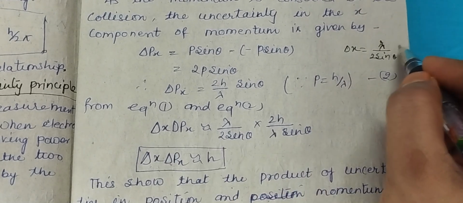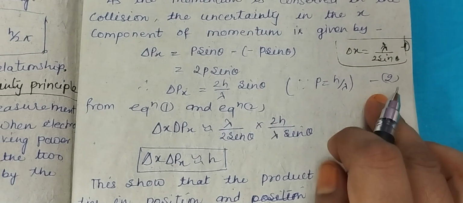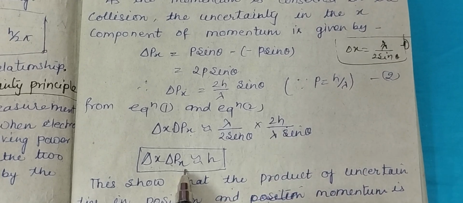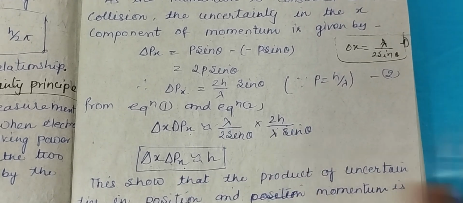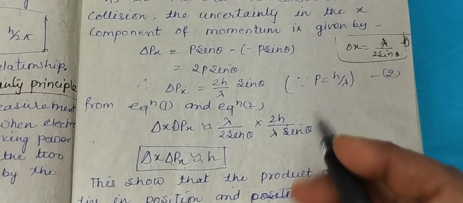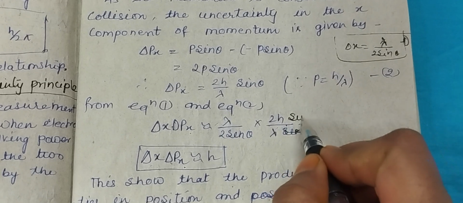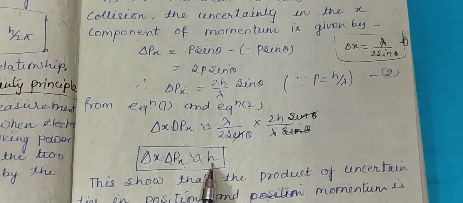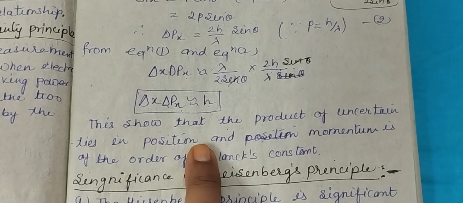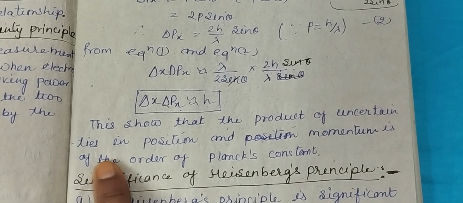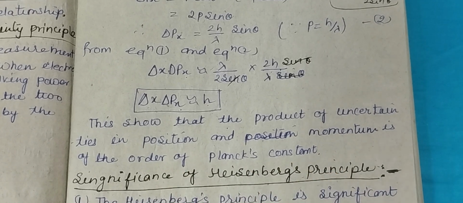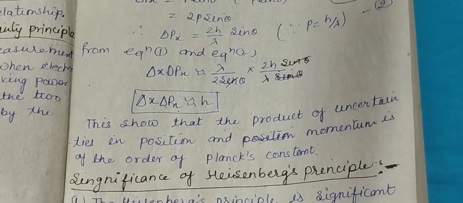This is our equation number 1, this is equation number 2. Delta x times delta p equals this value, and we can cancel the values. We have only h, which is a constant, Planck's constant. This shows that the product of uncertainties in position and momentum is of the order of Planck's constant. Okay, now this is the experimental illustration.